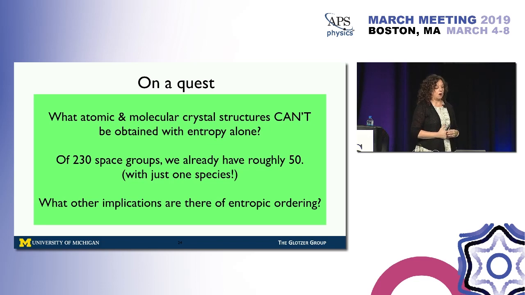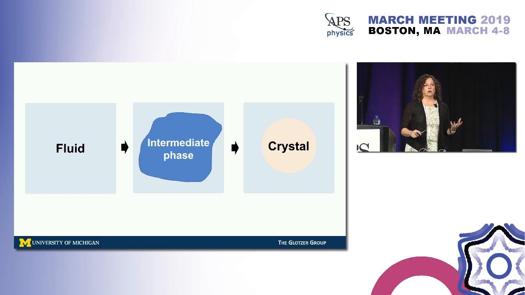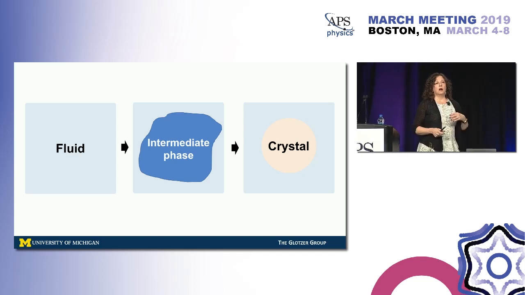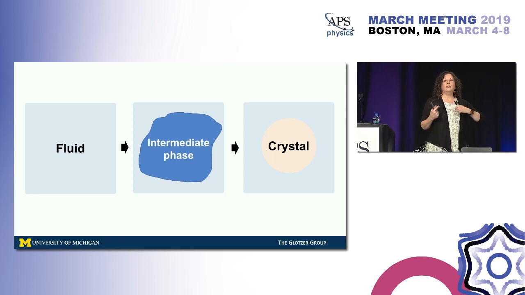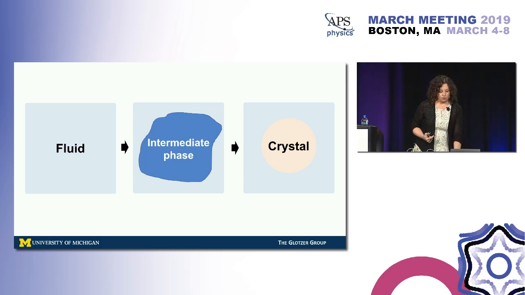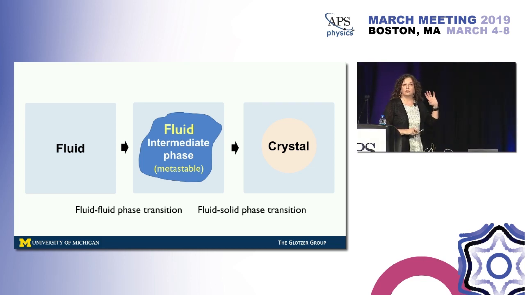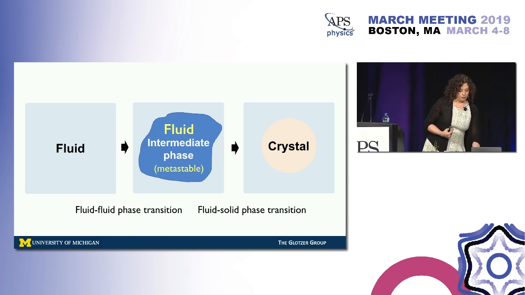So what other implications are there of entropic ordering besides the possibility of producing these very complex crystal structures? Well, we know that if you take a fluid and it crystallizes, typically we talk about nucleation and growth. Sometimes it's not a very straightforward, simple step of classical nucleation and growth. Sometimes you can go from a fluid to an intermediate phase and then to the crystal. And that is what was happening in the simulation of that Bergman-like phase, where there was an intermediate fluid that is metastable to the crystal. And so the system I showed you was actually first undergoing a fluid-fluid phase transition and then the fluid-solid transition.